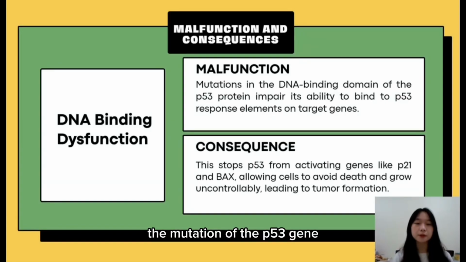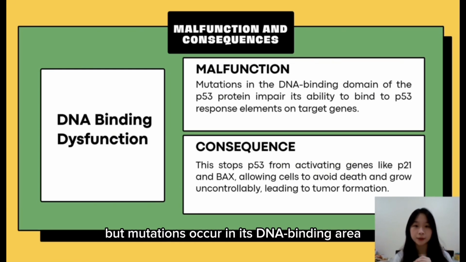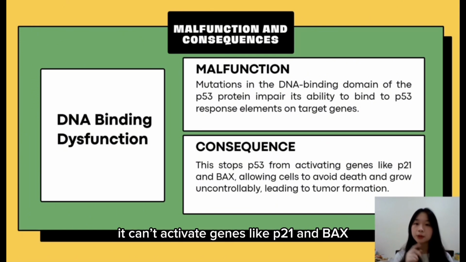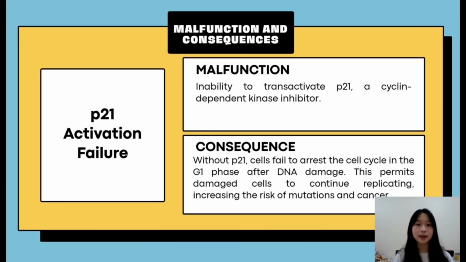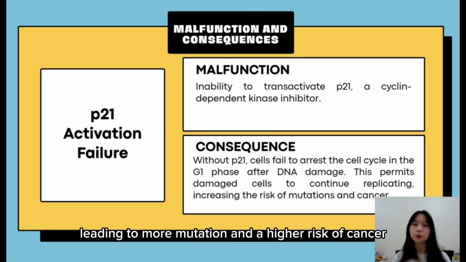The mutation of the p53 gene leads to many consequences. First is DNA binding dysfunction. The p53 gene controls cell growth, but mutations occur in its DNA binding area. It can activate genes like p21 and BES. This leads to uncontrolled cell division and cancer. Next, p21 activation failure. Normally, p53 activated the p21 gene to stop damaged cells from dividing. When this fails, cells keep replicating even with DNA damage, leading to more mutation and a higher risk of cancer.